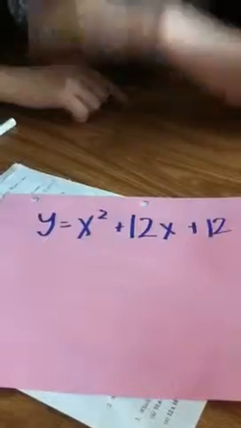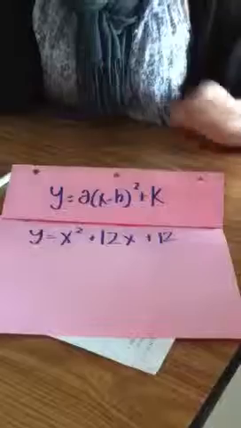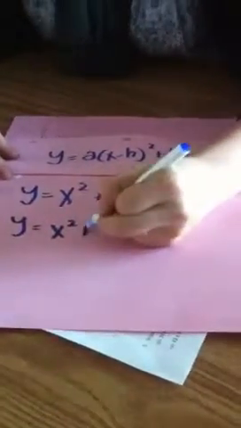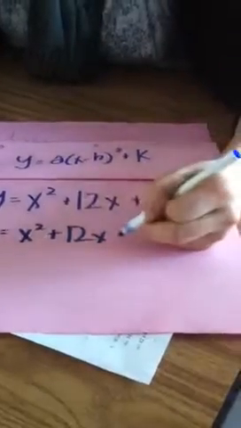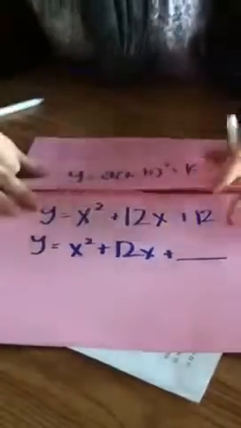Alright, so remember, we need to figure out how many numbers we need to add so that we can get it into perfect square trinomial format. Okay? So, y equals x squared plus 12x plus some number. We don't know what that number is yet. So what is the pattern?